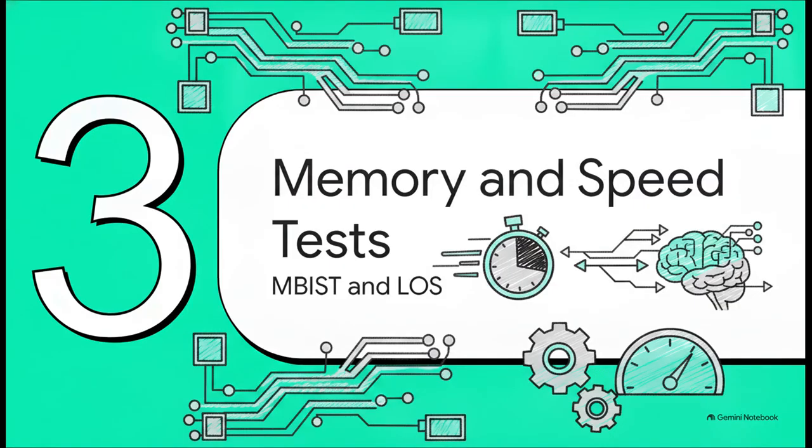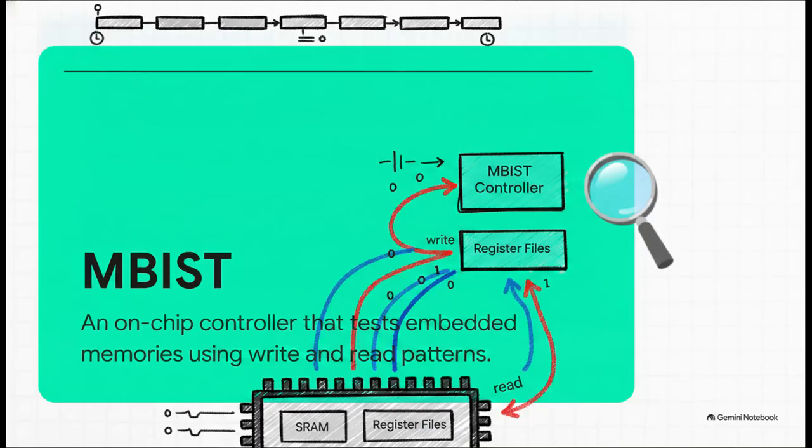That brings us to Section 3, memory and speed tests. First up here is MBIST, which stands for Memory Built-in Self-Test. This is an on-chip controller dedicated entirely to testing embedded memories, things like SRAM and register files. Think of it as an active, automated testing station located directly inside the chip itself, hunting for memory faults by performing very specific write and read patterns. The chip is effectively testing its own memory banks.